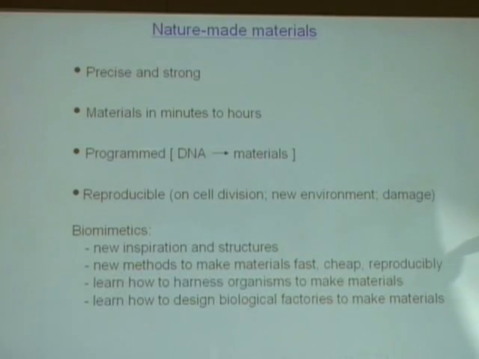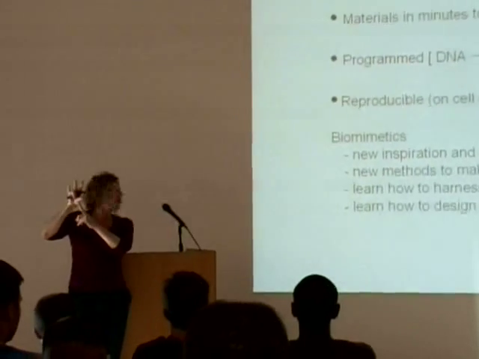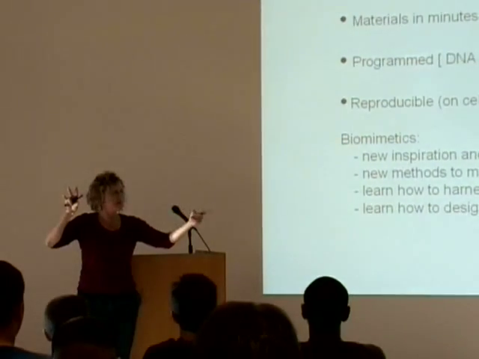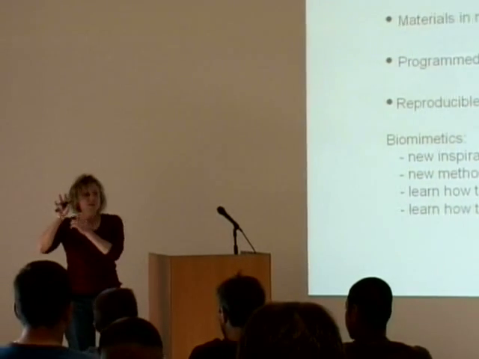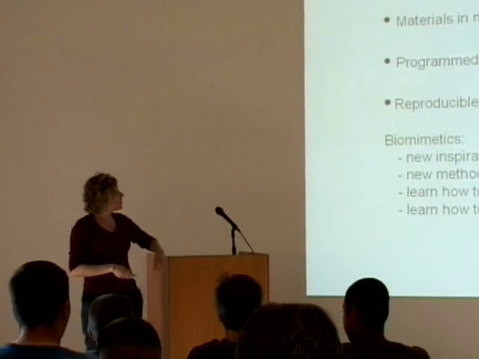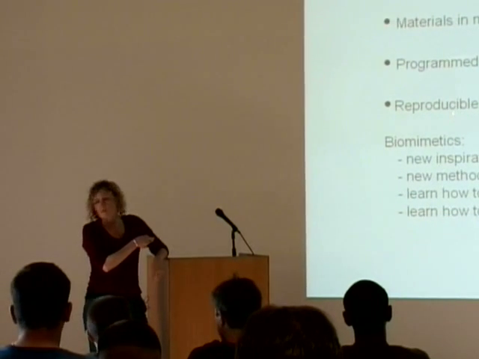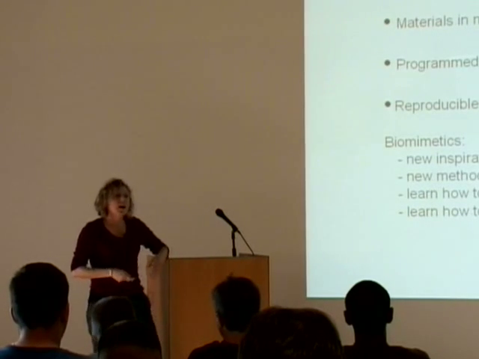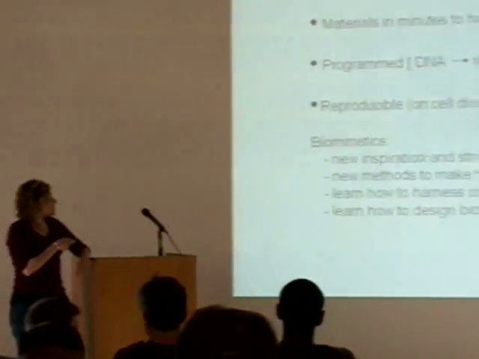The other really amazing thing about nature is that it's programmed. Inside of that cell is the DNA that's specific for that cell, and that DNA tells this cell how to make that material step by step by step. And every cell has different information, and that different information makes a different material. And because it's programmed, it's very, very reproducible. And that is something that is hard for us to do synthetically, to make things over and over the same way. And cells are able to do this.